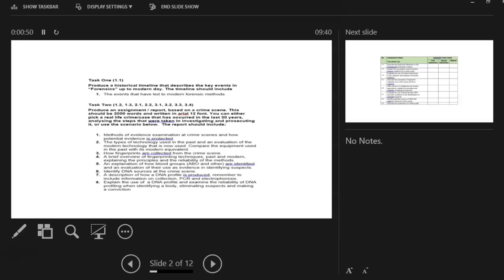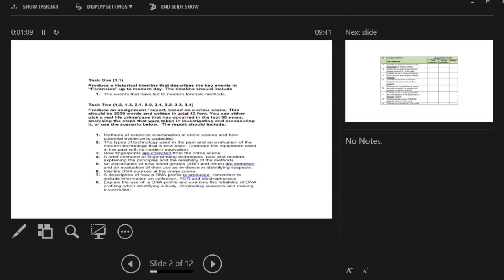anything that has led to people being able to apprehend criminals more easily. So, the very first fingerprint, when was that taken? The very first photograph, the very first DNA evidence and things like that. But I'll go through the criteria in a little bit more detail.